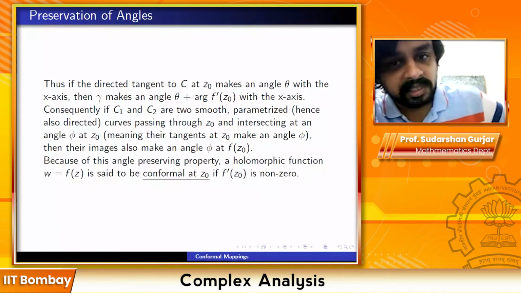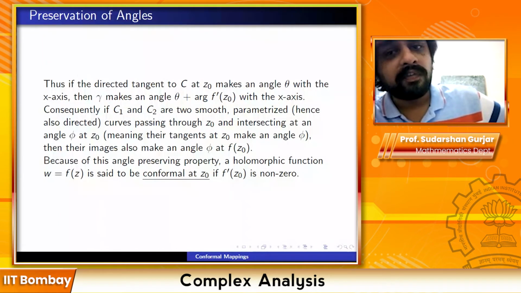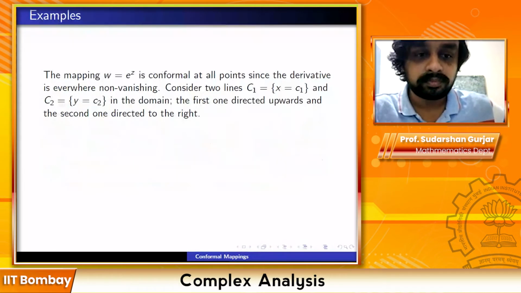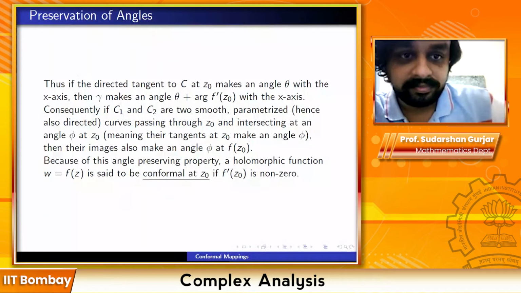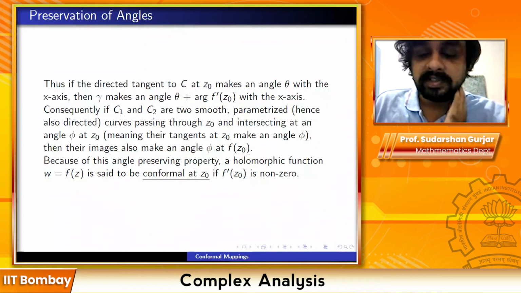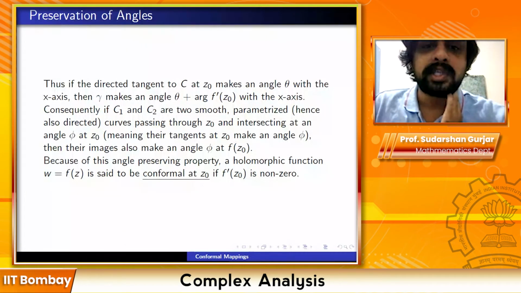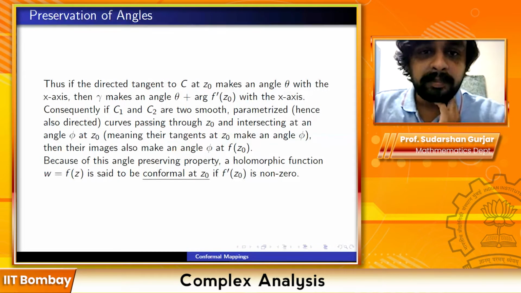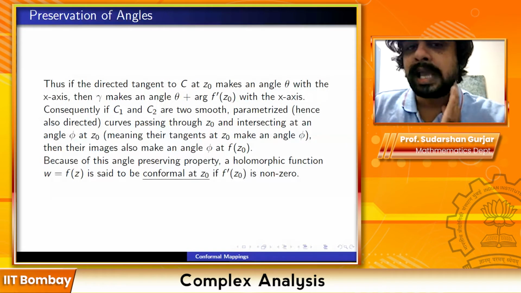Because of this angle preserving property, a holomorphic function w equal to f of z is said to be conformal at z0 if the derivative at z0 is non-zero. Any doubt so far? This is the basic definition of the lecture: a function is conformal at a point if the derivative is non-zero, and the motivation being that once the map is conformal, it preserves angles.